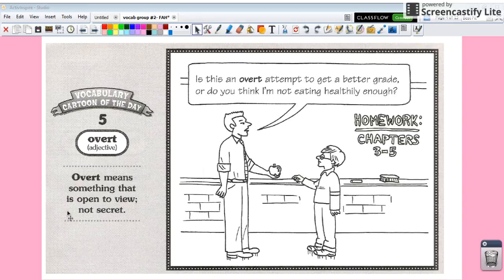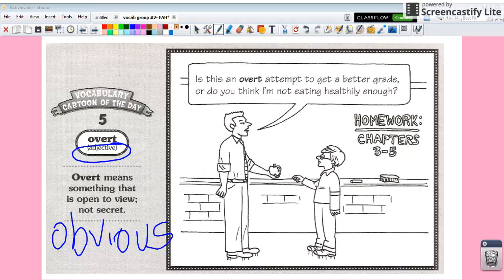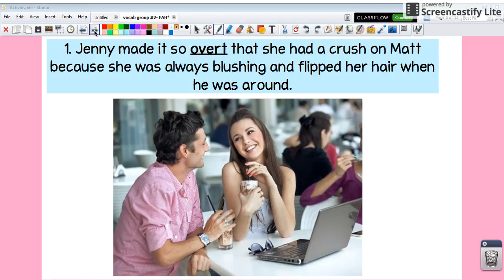When you're being overt, it means that something is open to view. It's not a secret. It is obvious. And overt is an adjective, which means you would use it to describe a person, place, or thing. You're going to use it to describe nouns. So here in this sentence, it's the attempt, the kid's attempt that's being described as overt or obvious. Jenny made it so overt that she had a crush on Matt because she was always blushing and flipped her hair when he was around. So she's doing a lot of overt things. She's making something overt. She's being overt.